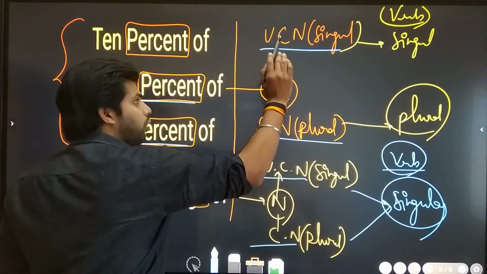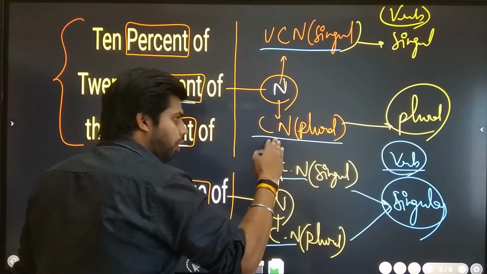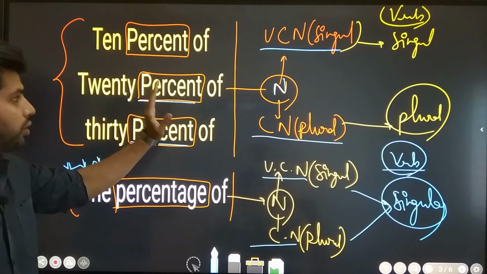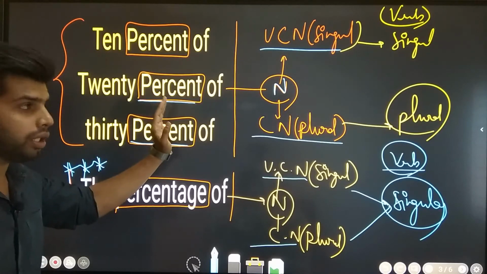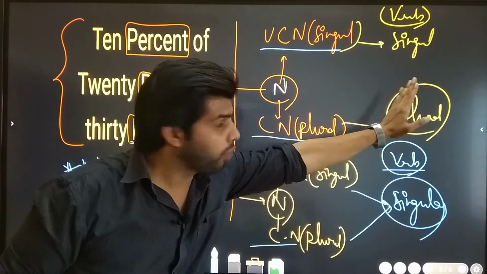And if you find the uncountable, you have to use the singular verb, and when you find a plural countable noun, you have to use the plural verb. Okay, this is all about percent. So whenever you encounter percent, you have to check the noun first, then you have to move to the verb.